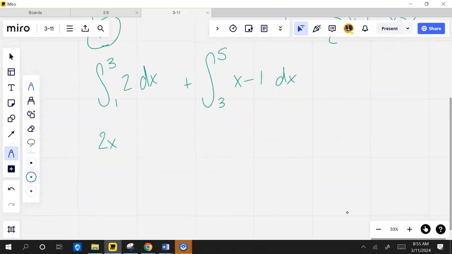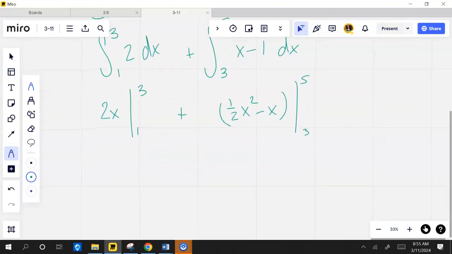So this is going to be 2x from 1 to 3, and this one's going to be 1/2 x squared minus x from 3 to 5. Does that give you the right thing? Apparently that's where I stopped. 6 minus 2 plus 25 over 2 minus 5 minus 9 over 2 5.